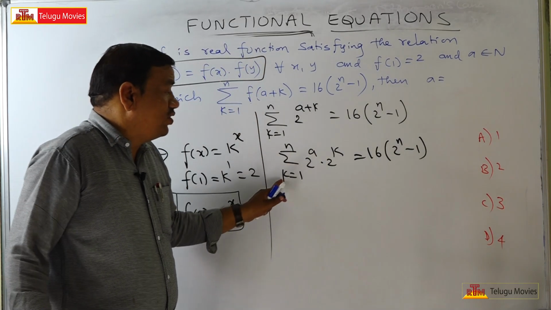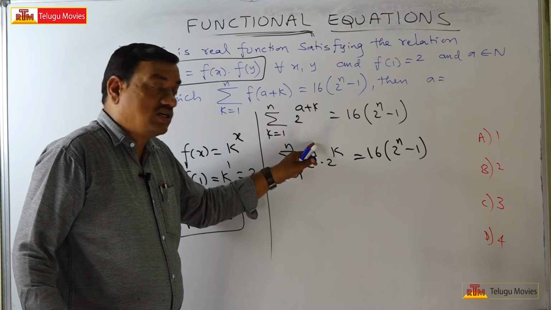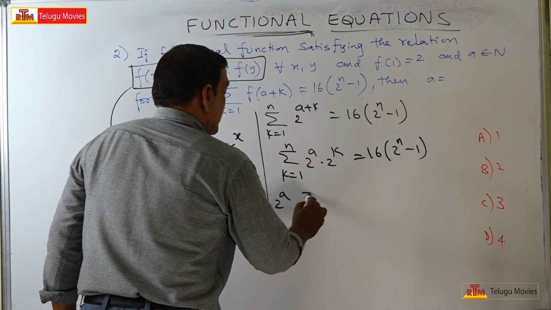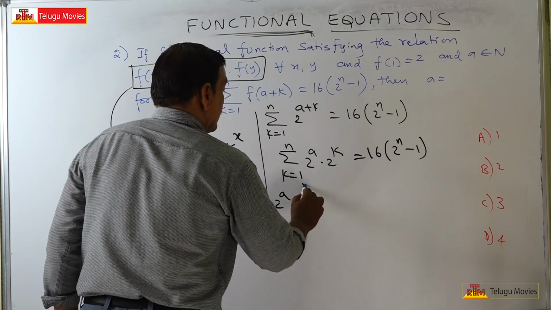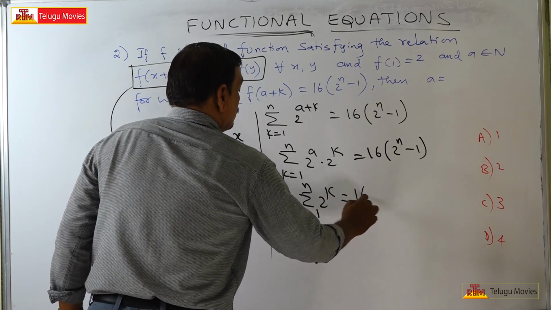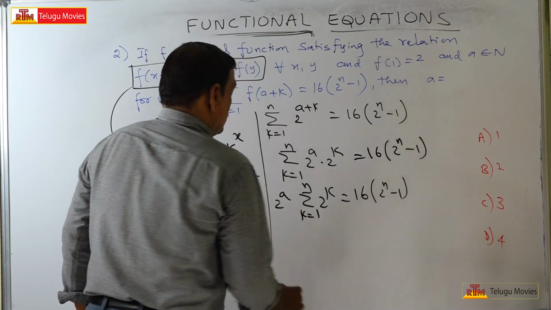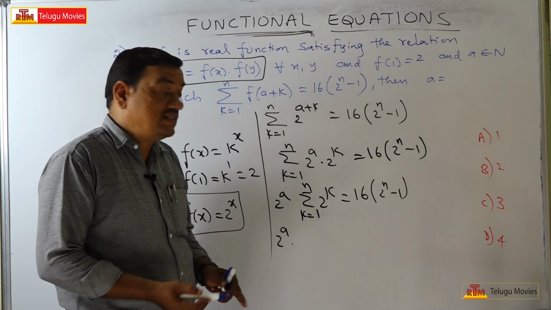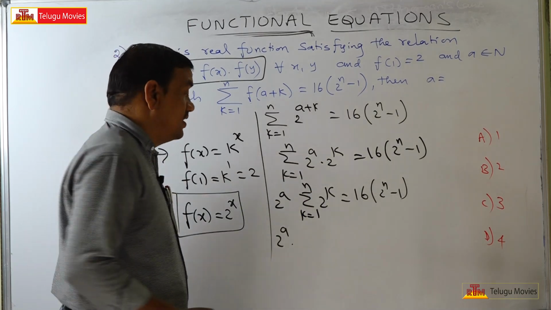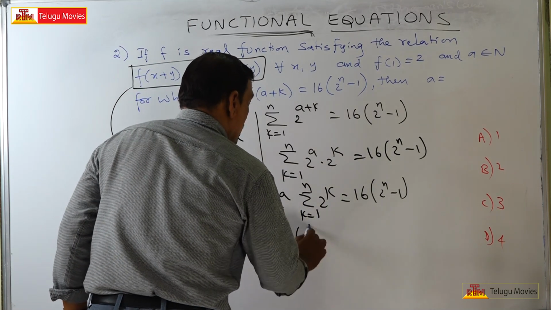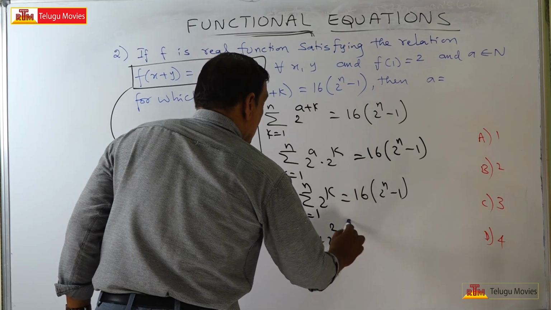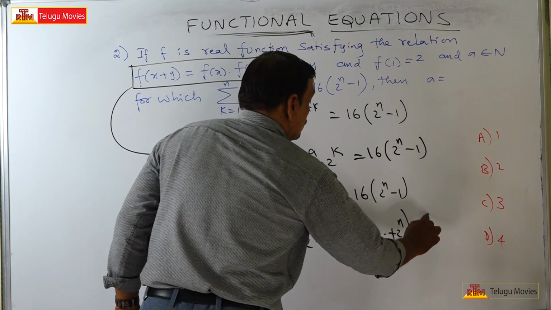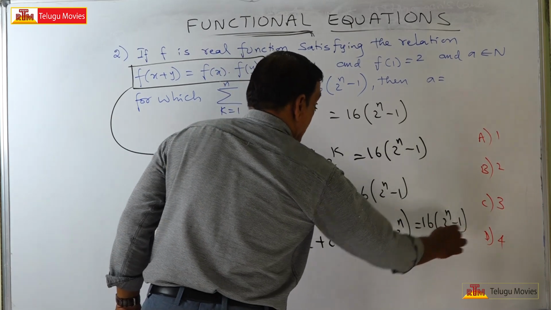Here the variable is k, not a. A is a constant, that's why you can take 2 power a common outside. So 2 power a into the sum of 2 power k is equal to 16 times 2 power n minus 1. Now expand this sigma, k runs from 1 to n: 2 power 1 plus 2 square plus 2 cube and so on up to 2 power n, equal to 16 times 2 power n minus 1.